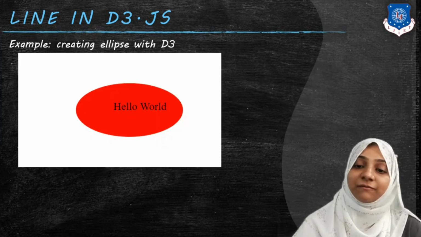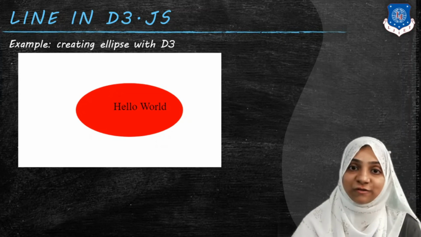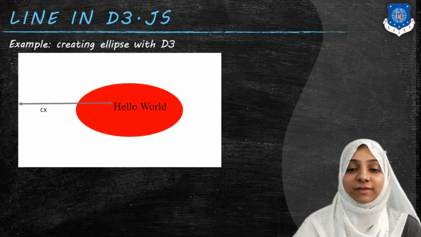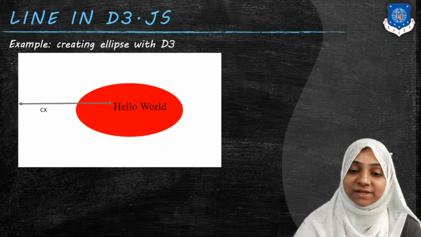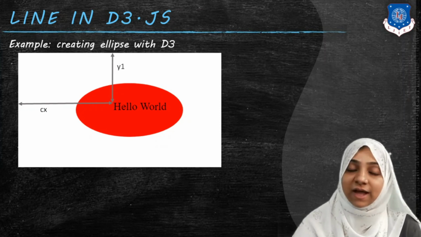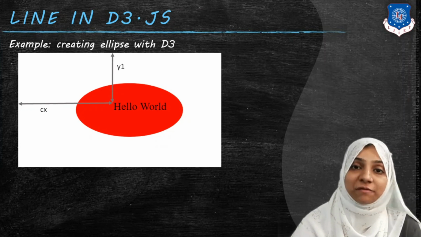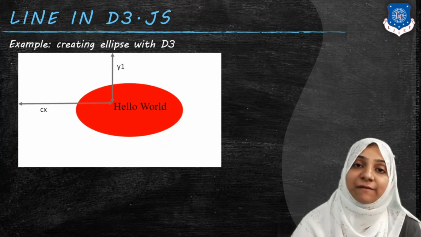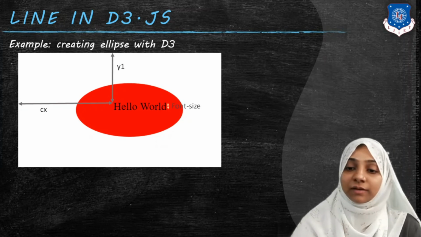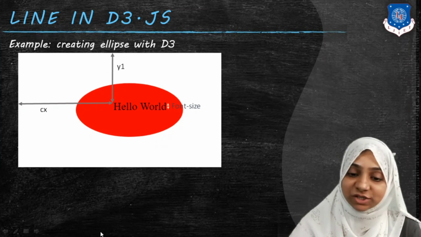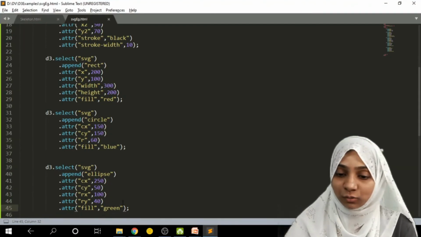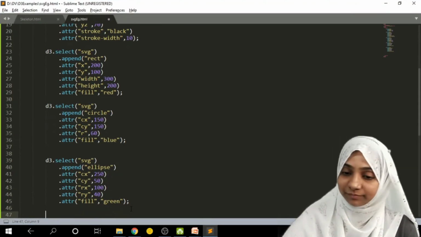Say for example, we want to write down this hello world string over an ellipse. So for that, I must know the displacement of x, that is the x and y values of the text from where I have to begin its rendering. The font size is also changed. Let us write this hello world over an ellipse.